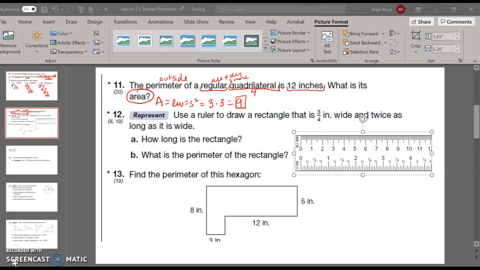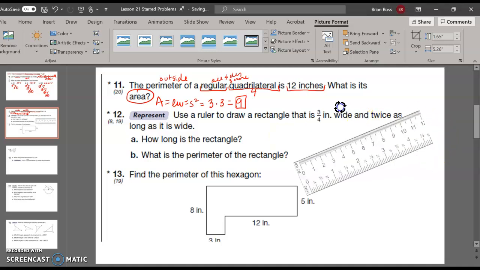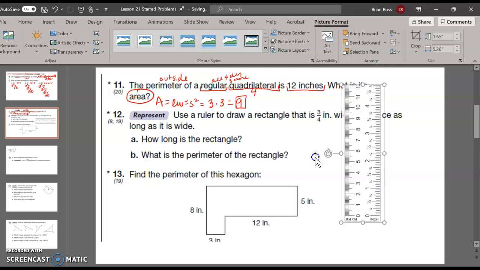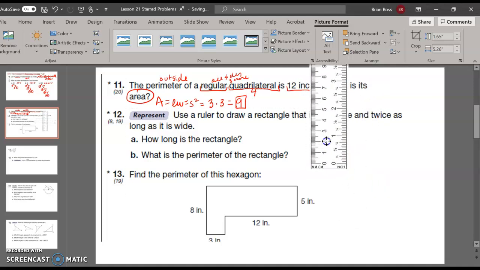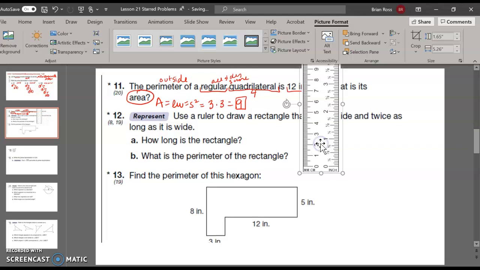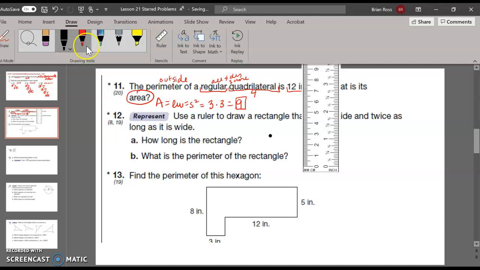Okay, we're going to go ahead and do number 12 in this view so that I can manipulate this inch ruler. It says use a ruler to draw a rectangle that is 3/4 inches wide and twice as long as it is wide. So let's see if I can flip this and move it. 3/4 of an inch is going to be, let's do red, that's fine. So 3/4 is right here.